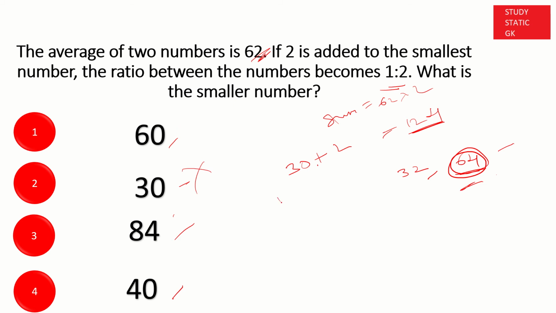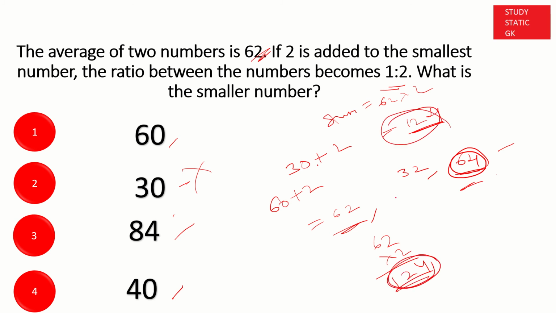Okay, so 60, if you add 60 plus 2, that will become 62, and the next one, the ratio is 1 is to 2, so the bigger number will become 62 into 2. But again, anyway, it is illogical because the sum itself, oh sorry, we are arriving here. So 62 into 2, 124, and we are arriving at 124.